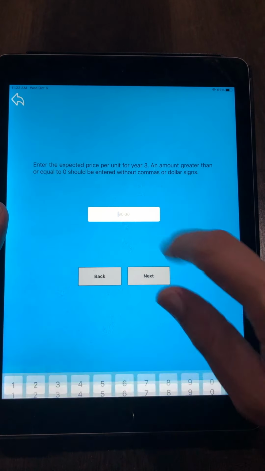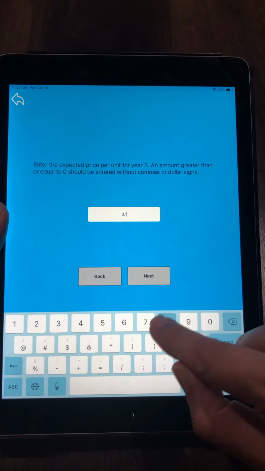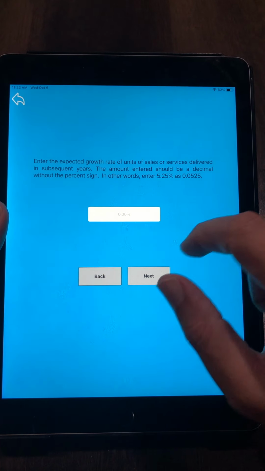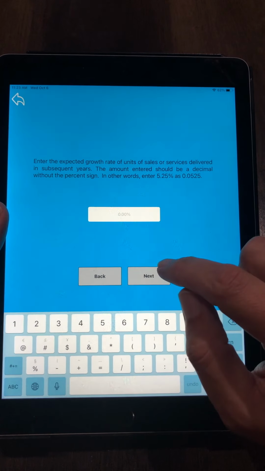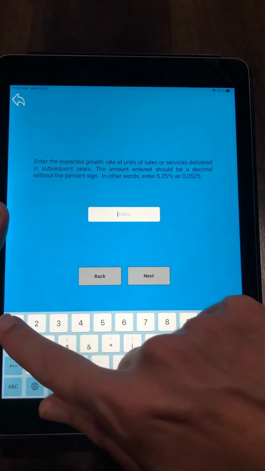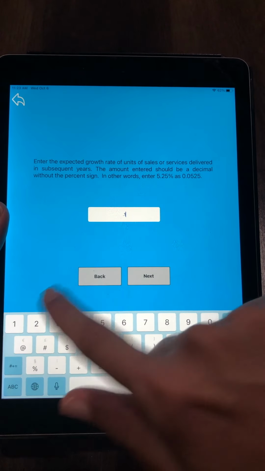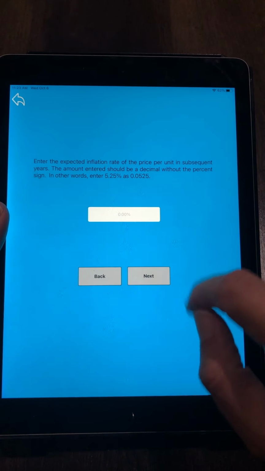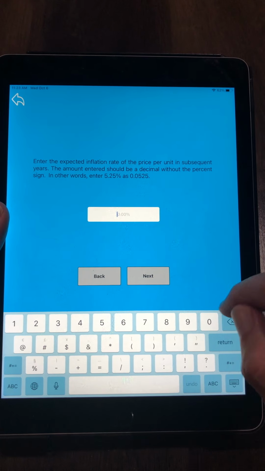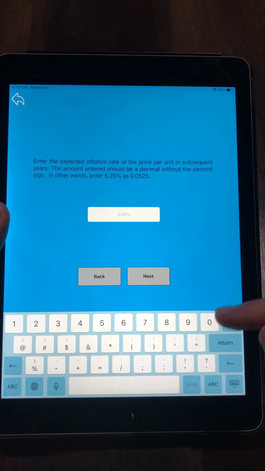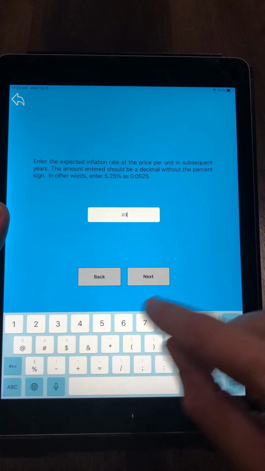And then I'm going to put 3.18 as my price per unit. And hit next. Now after that, it's going to ask me for what's my growth rate in number of units sold. And I'm expecting a 10% growth rate. You need to type in things as decimals, so I'm going to put 0.1. And then it's going to ask me my expected inflation, how much I'm going to raise my prices, or that my revenue per unit is going to increase each year. So I've already mentioned that I'm going to do 0.03.